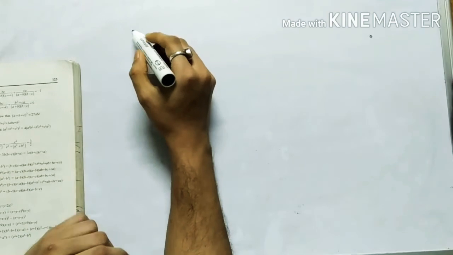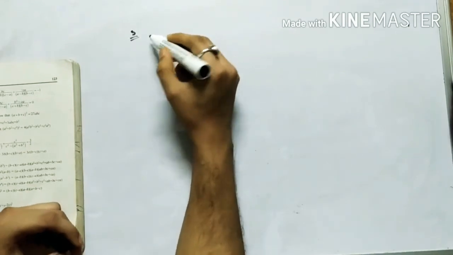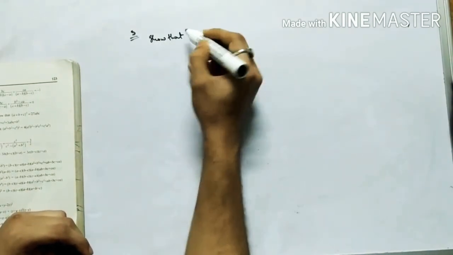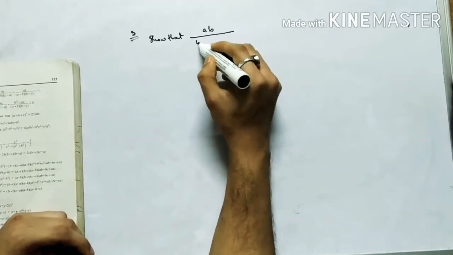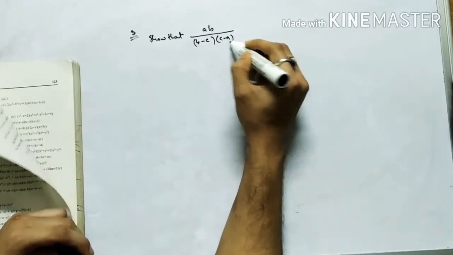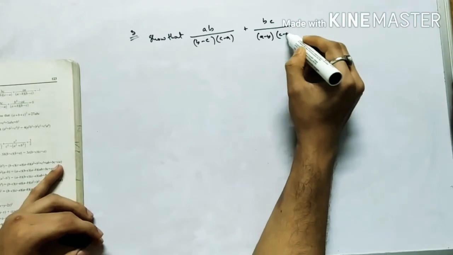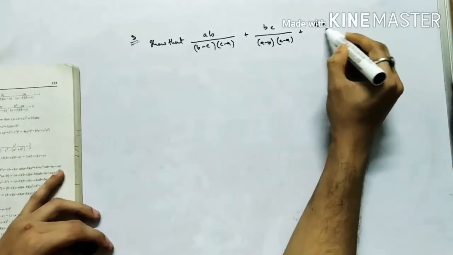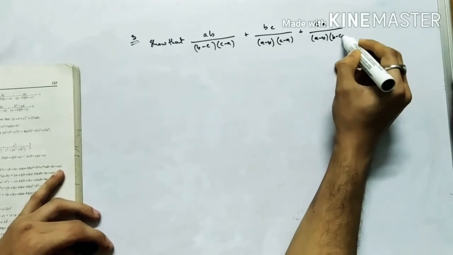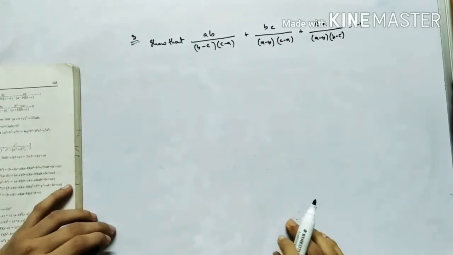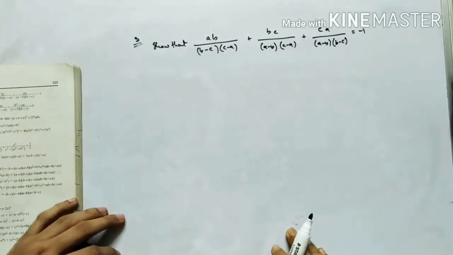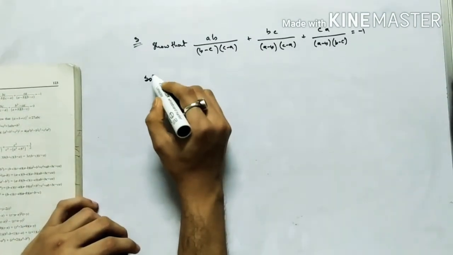So now your question number 3. AB by B minus C, C minus A plus BC by A minus B, C minus A plus CA by A minus B, B minus C, this is equal to -1. Okay, this one I will have to solve. So now this is the solution.